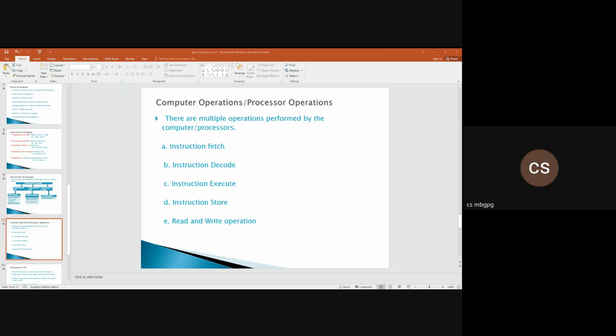Then in the second part, decode, the captured data is decoded and transferred to the unit for execution. And in the third part, the execution part, the instruction is finally executed.